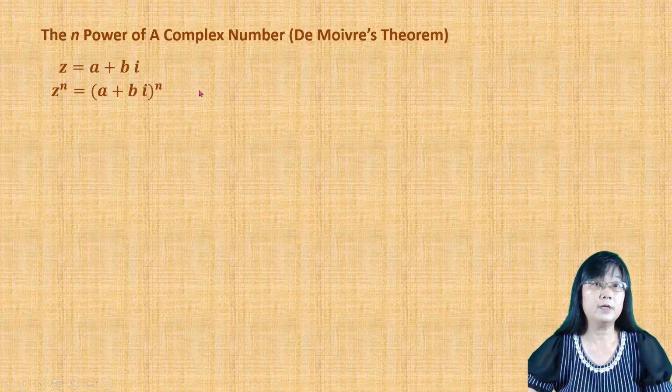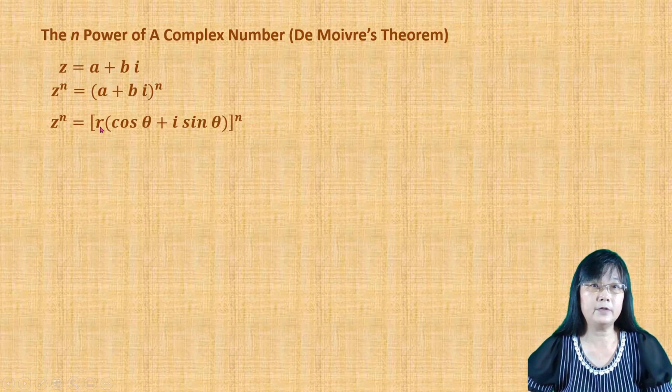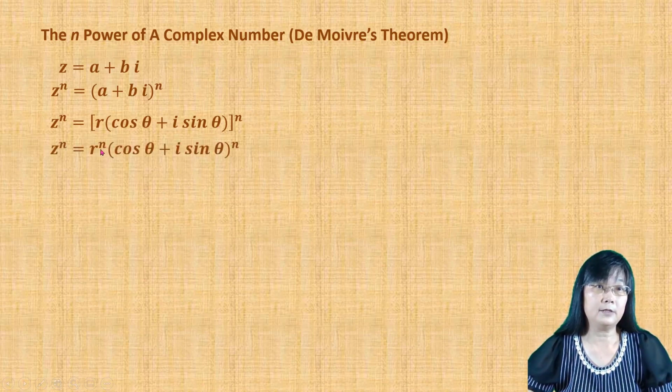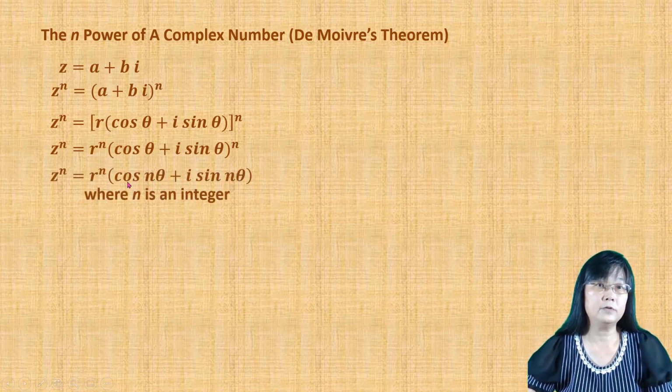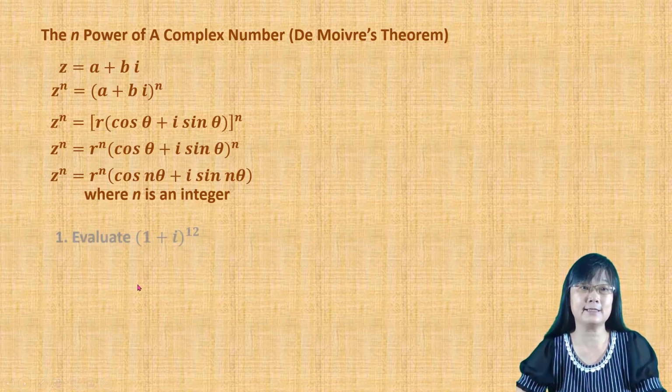Before we can use the Moivre's theorem, we must change the complex number into polar form, that is r cos theta plus i sin theta. Then first we separate the power. Then under the Moivre's theorem, (cos theta plus i sin theta) power n is equal to cos n times theta plus i sin n times theta. Now let's look at this example.